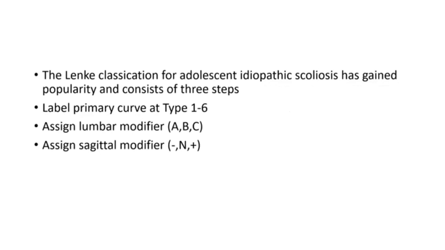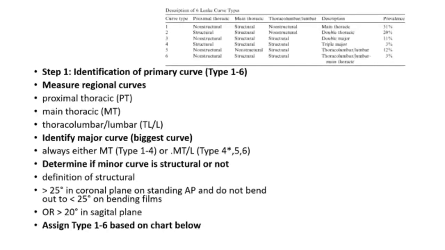The Lenke classification is, I think, the most useful in my hands. It takes into consideration 3 parameters: label the primary curve, so it's doing the same as King's, then assign the lumbar modifier, and then assign the sagittal modifier. So this is step 1. Step 1 is seeing where the real non-flexible curves are. I'll give some examples to be able to classify.